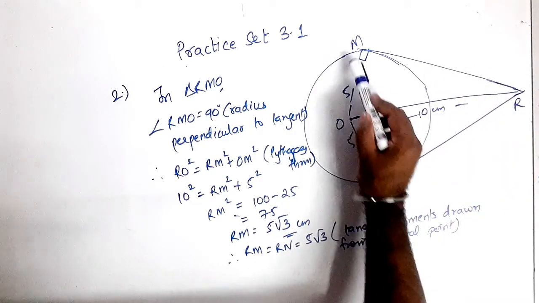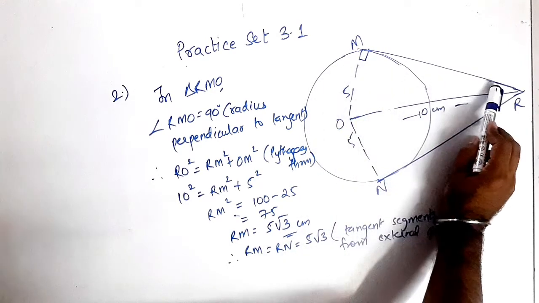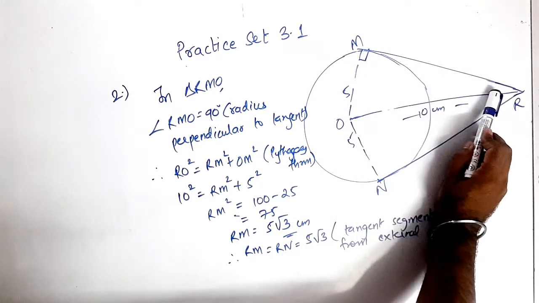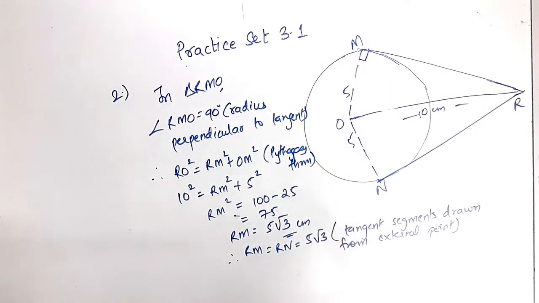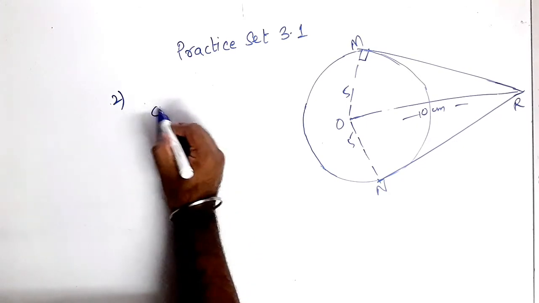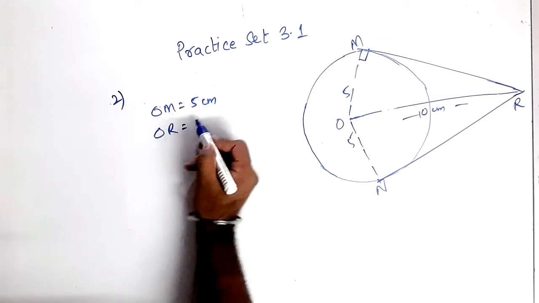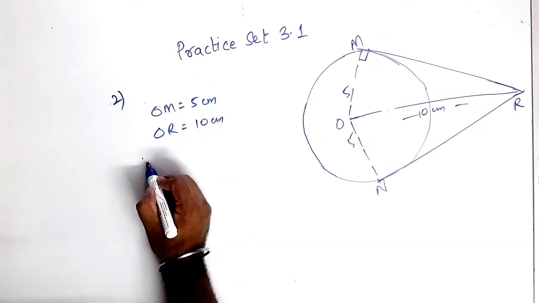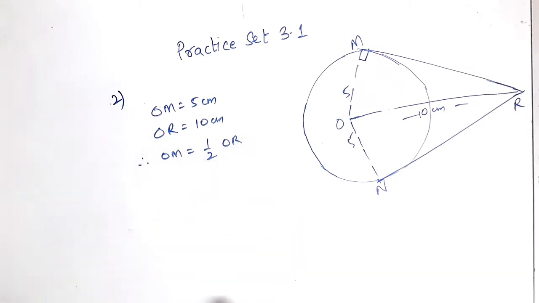Okay, so this is half of the hypotenuse, that means its opposite angle will be 30 degrees, because you have learned side opposite to 30 degrees is half of the hypotenuse. So let us write it, put it in proper words. Okay, so here OM is equal to 5 and OR is equal to 10 centimeter. Therefore, I can write OM is equal to half of OR. Correct? OM is half of OR.